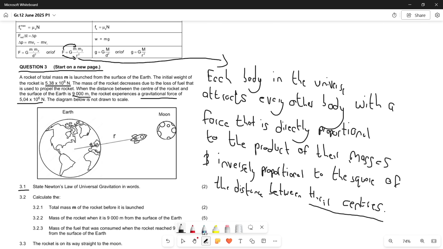The important phrases are their centers and masses. So with that, it is telling us that we are going to use this formula going forward, but a law always needs to be verbatim, needs to be said exactly how it is in your definition breakdown.